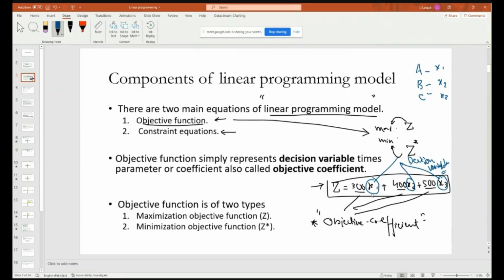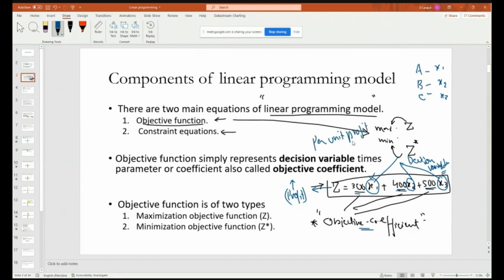So the variables in the objective function are what we call decision variables, while the coefficients in the objective function we call objective coefficients. Now, if the maximization linear function is constructed to increase profit, then the 300, 400, and 500 are the per unit profit of x1, per unit profit of x2, and per unit profit of x3.